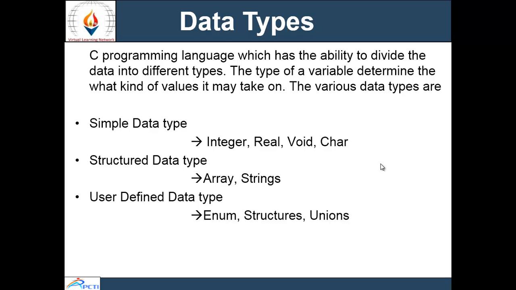The C programming language has the ability to divide the data into different data types. The different data types are like this: simple data type, structured data type, and user defined data type. In the previous session, we have learned about integers, real, void, char, and the arrays and strings. So now we will do the discussion about user defined data types, that is structures and unions.